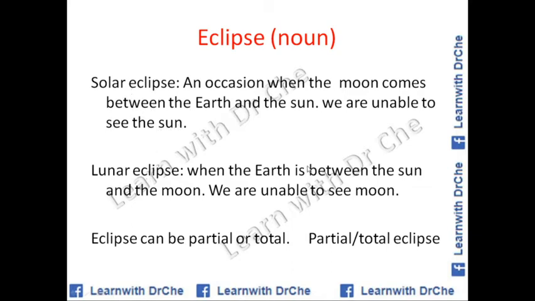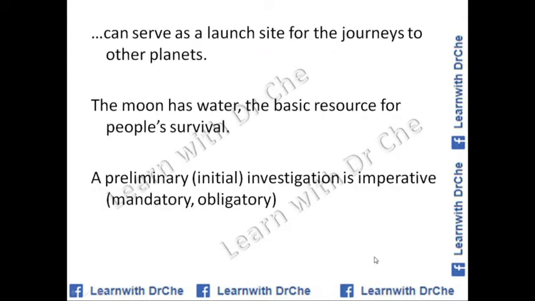Lunar eclipse is when the earth is between the sun and the moon and we are unable to see the moon. When we are unable to see the moon, it is called a lunar eclipse, because the earth is between the sun and the moon. You can also say an eclipse can be partial or total: a total eclipse, a partial eclipse. These are collocations. In your writing, some phrases can be helpful for you.